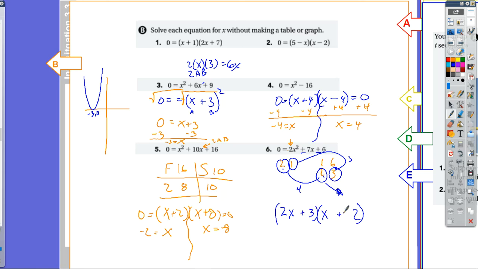Okay, excellent. So we're not done yet because we're being asked to solve. So set it equal to 0. And obviously this is going to be x is equal to -2. On this side, it may not be quite as intuitive. So let's subtract 3, and I get -3 is equal to 2x. Divide by 2, divide by 2, and I get -3/2 is equal to x.